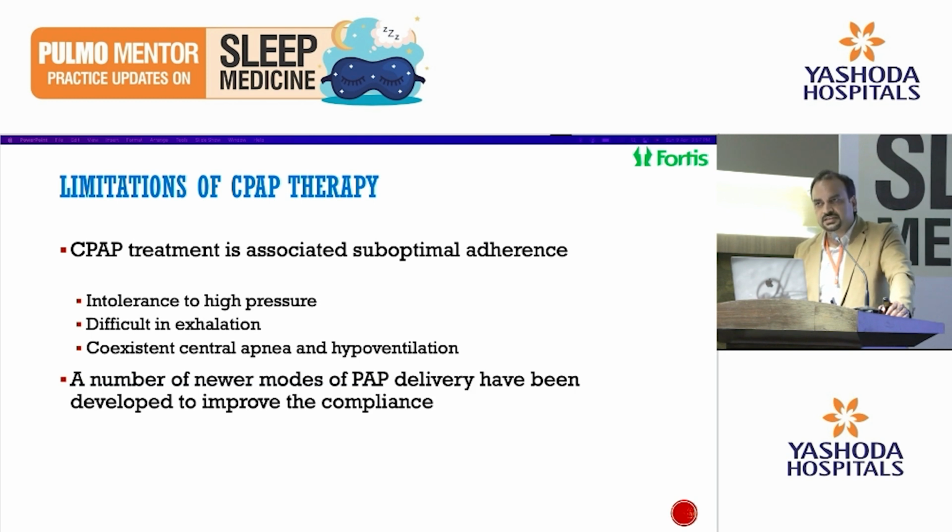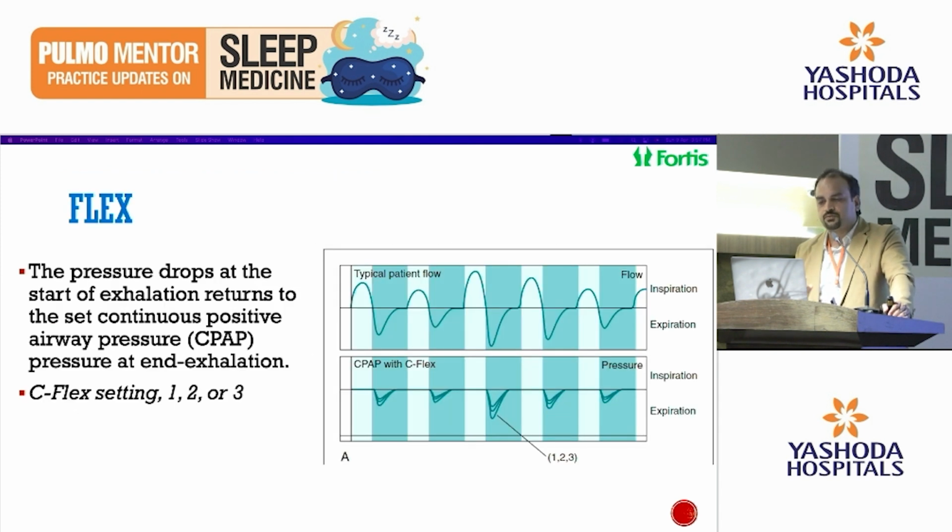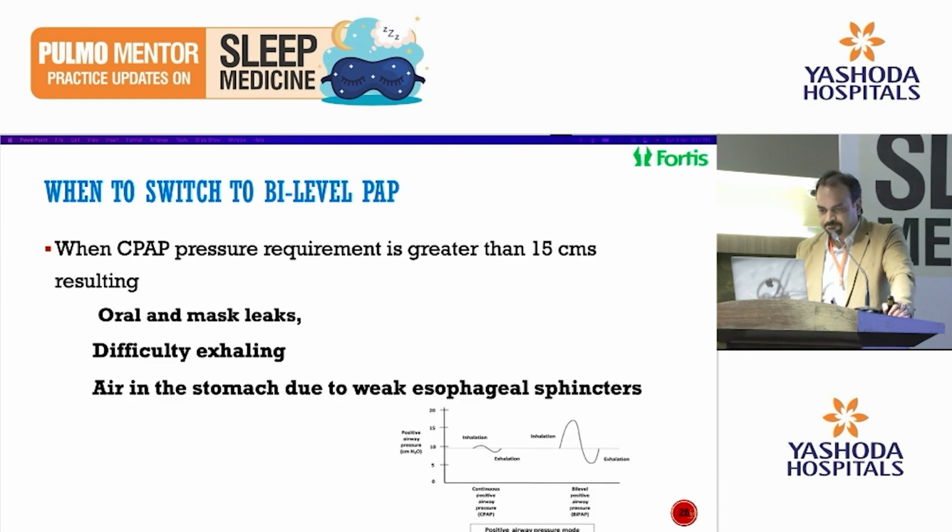So newer devices, techniques and modalities have been incorporated into these machines to tackle these situations. One of these is flex. What is flex? It basically drops the pressure during exhalation, because continuous pressure is coming, so patients feel uncomfortable when they are exhaling. It decreases the pressure during the initial part of exhalation, and later on it increases to the optimized pressure, the pressure that you have set. So this is one way of dealing with this exhalation problem in your patients. It has different settings as per the need of the patient.